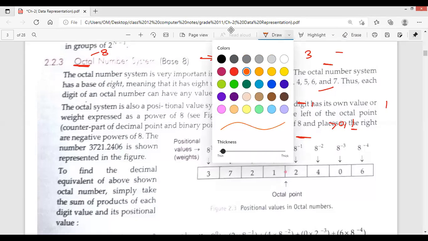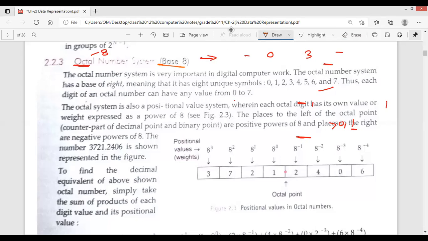Now when you see the octal number system, the base is 8. For octal, the base is 8, so the symbols will be from 0 to 7. And this is also a positional number system. So when you move to the left-hand side, the value of the digits will increase by a factor of 8, the factor of the base.